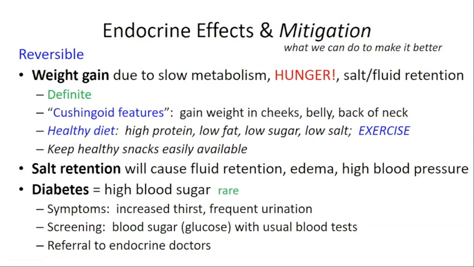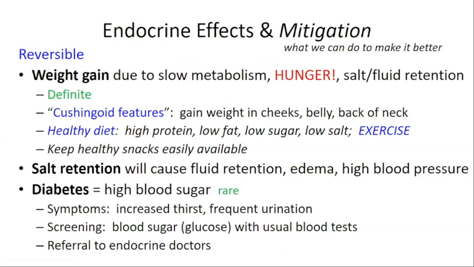They're hungry all the time. Salt retention is another endocrine effect, which can make your skin get puffy and can raise your blood pressure. It's quite rare for patients to actually develop diabetes when they're on steroids, but it is something that can happen. And you would see that a patient would be getting thirsty very frequently, urinating a lot more.